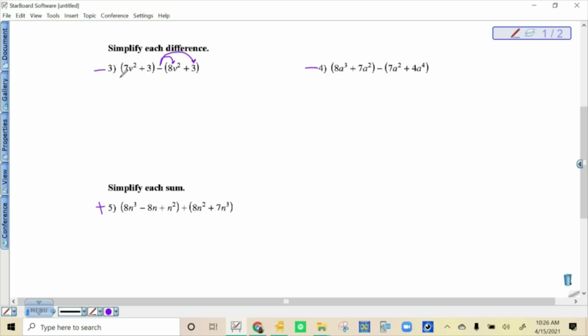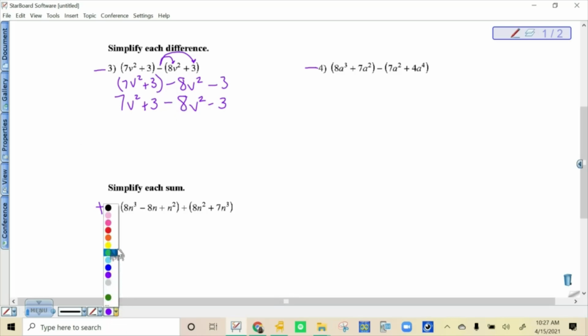So I'll rewrite it now. Exactly the same in the beginning, 7v squared plus 3. And now I do minus 8v squared minus 3. And now what's my next step? Yeah, get rid of the parentheses. So 7v squared plus 3 minus 8v squared minus 3.